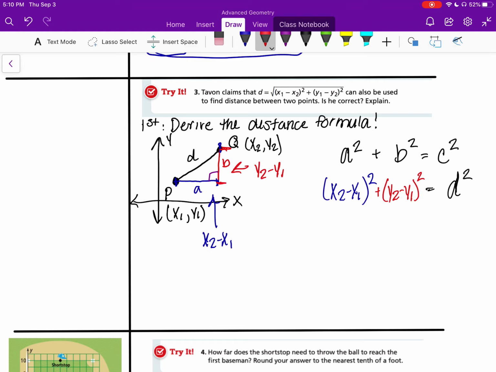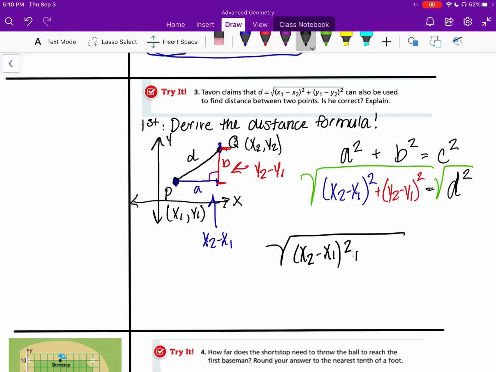So now we have x2 minus x1 squared plus y2 minus y1 squared equals distance squared. The last thing we need to do is we don't want to know what distance squared is, we just want to know what the distance is. So how do we undo something squared? We take the square root of both sides. So if I take the square root of both sides, I'm left with the square root of x2 minus x1 squared plus y2 minus y1 squared equals my distance. And this is the distance formula.